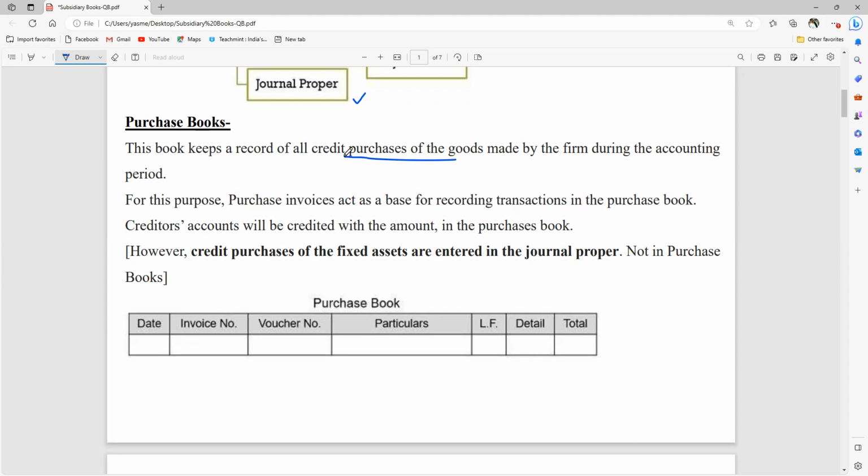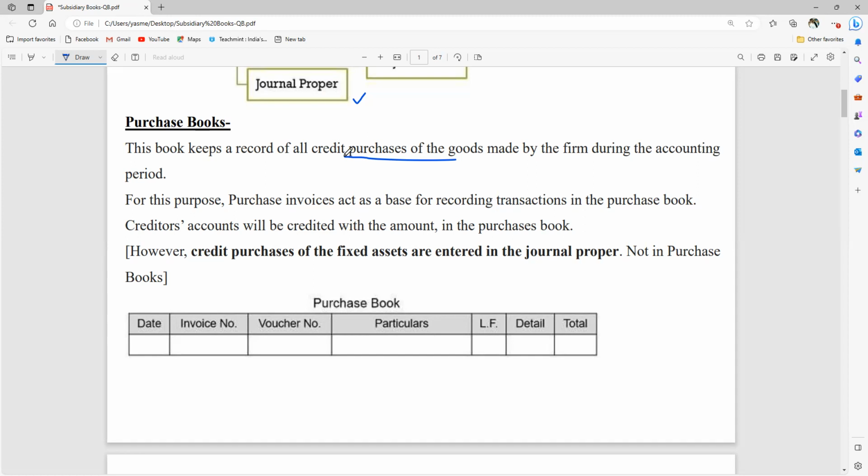whatever we are doing, we have purchased goods or raw materials for the purpose of business. Later we sell those goods in the market, that is what we call business goods here. If we have purchased those business goods on credit basis, then we record all those transactions which were held during that accounting period in the purchase book.